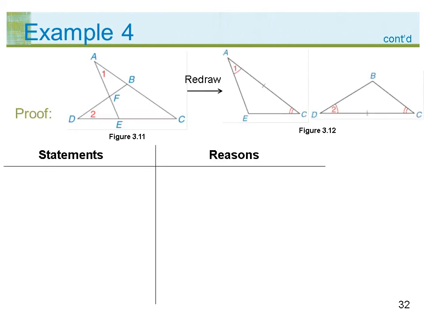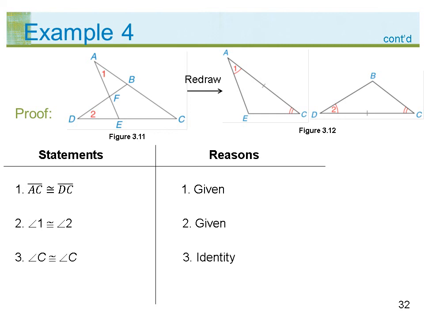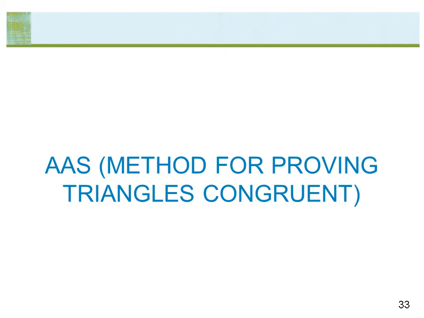Redraw. Proof. Statements. Reasons. Statement number 1. Line segment AC is congruent to line segment DC. Reason number 1, given. Statement number 2, angle 1 is congruent to angle 2. Reason number 2, given. Statement number 3, angle C is congruent to angle C. Reason number 3, identity. Statement number 4, triangle ACE is congruent to triangle DCB. Reason number 4, angle side angle.